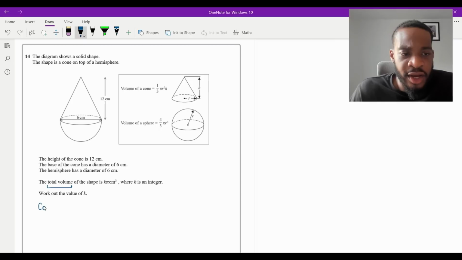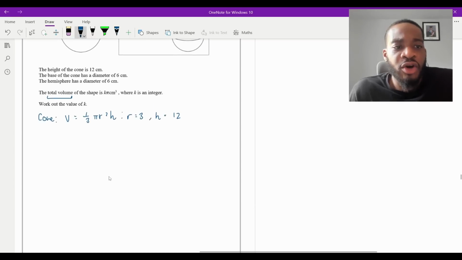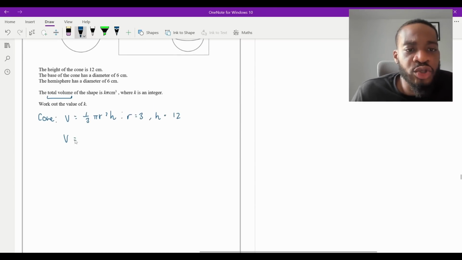The cone. I'm going to write cone here. Now, the volume of a cone is given to us. It's equal to 1/3 pi r squared h. Now, what are the dimensions of the cone? The radius is going to be half the diameter, which is 3. The height is going to be 12. So the volume of the cone is going to be 1/3 pi times 3 squared times 12, isn't it?